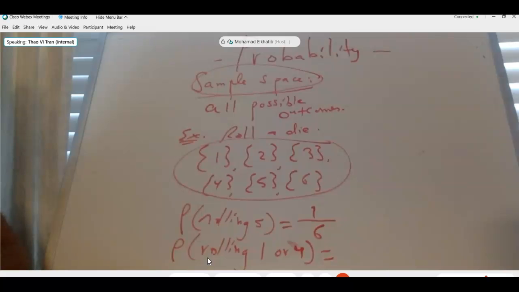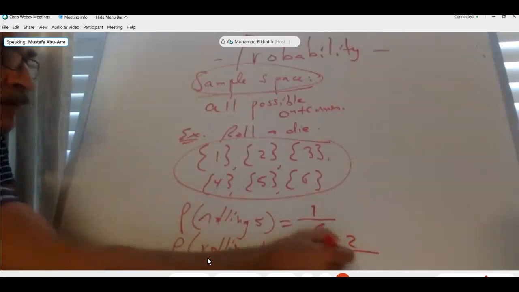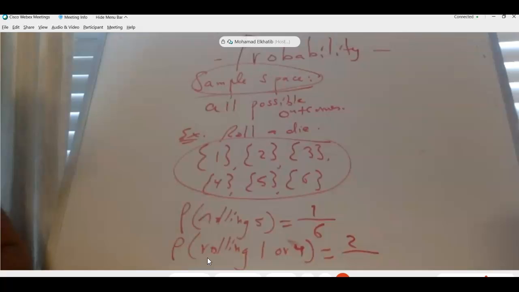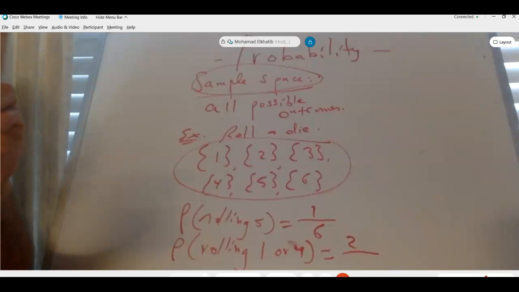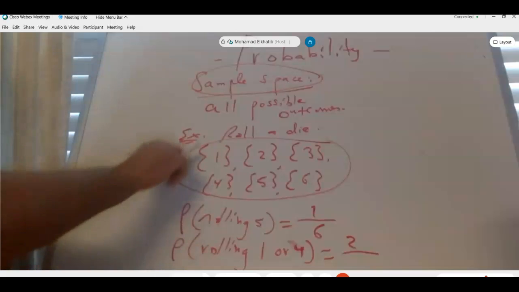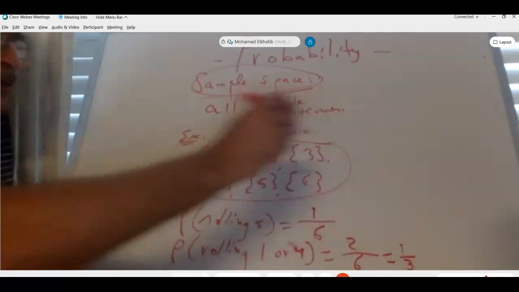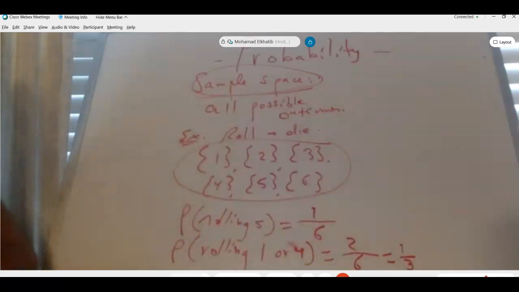1 and 1 4. Do you agree there's 2 of them? Right? Just 1 and 1 4, right? Yes. Do you agree? You divide by the sample space. What's the total sample space? 6. But of course, in a fraction, you have to reduce it. You divide by 2. The answer is 1 out of 3. So it's very important to understand the sample space.